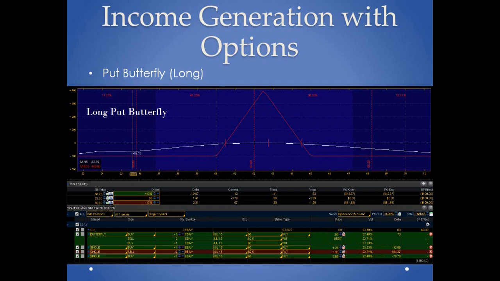So our max loss on this is the debit we paid, $50. Our max profit is going to be the difference between the long put and our short put, which is $2.50, minus our debit, which is 50 cents. So our max profit is $2 or $200, because remember, it is 100 underlying, so you multiply every one of them by 100.